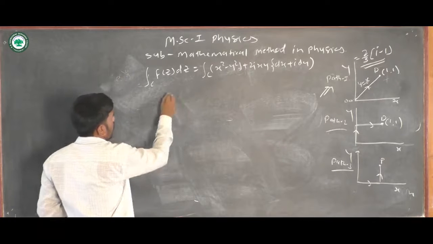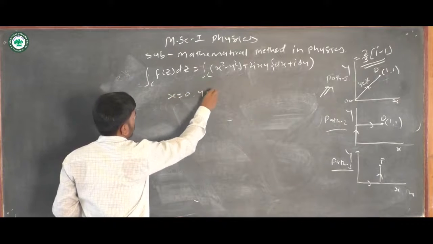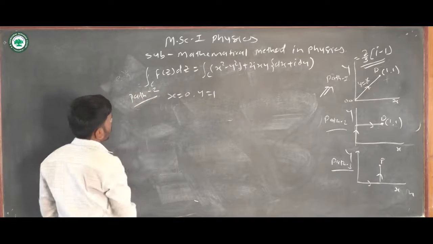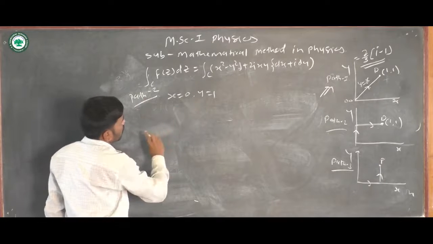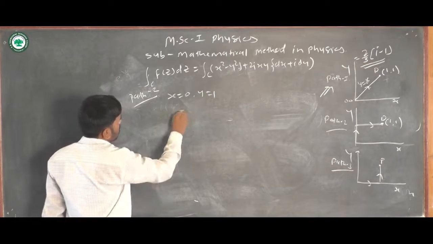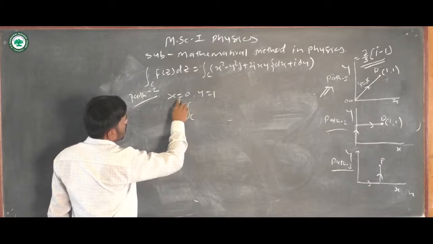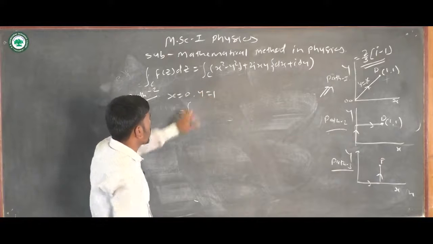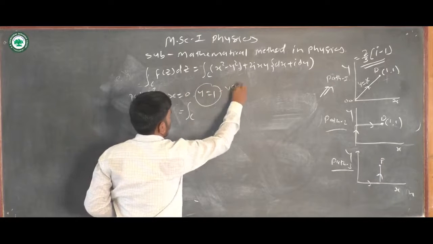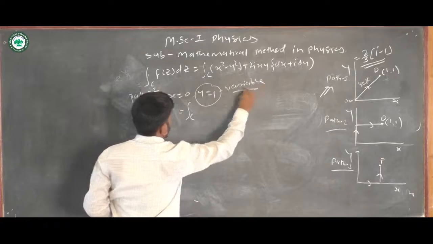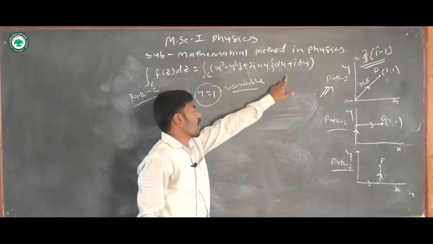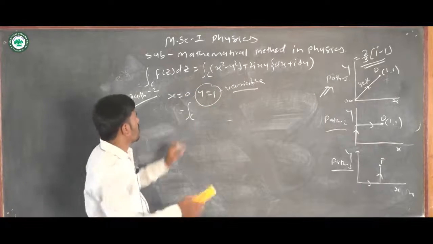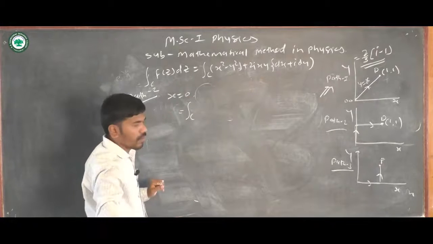Okay, so if x is equal to 0 and y is equal to 1 for path 2. If I put in this expression, this becomes an integration with x equal to 0 and y equal to 1. So this is a limit actually. Y is a variable, this quantity is variable. So this is integration with respect to only y for these conditions. I am not putting y equal to 1.